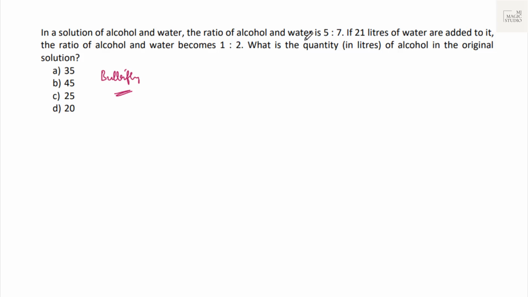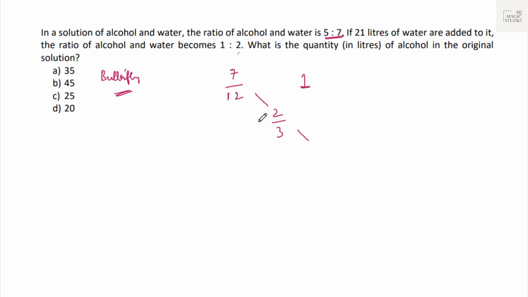A solution of alcohol and water, the ratio of alcohol and water is 5:7. And 21 liters of water is added. So water in the first solution is water proportion 7/12. And proportion of water that is added is 1, that is 100%. And now the ratio of alcohol to water becomes 1:2. That means water proportion in the new mixture is 2/3.